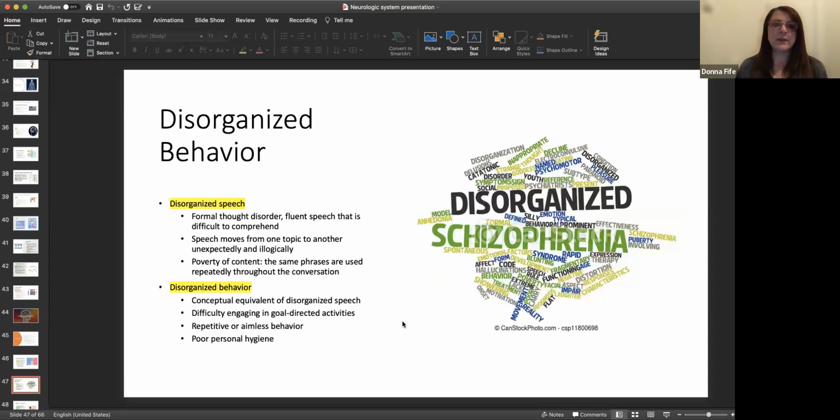Disorganized behavior. Patient may have disorganized speech or disorganized behavior. Disorganized speech is a formal thought disorder: fluent speech that is difficult to comprehend. Speech moves from one topic to another unexpectedly and illogically, and we just can't follow what the patient is even saying. There can be poverty of content, which means the same phrases are used repeatedly throughout the conversation.